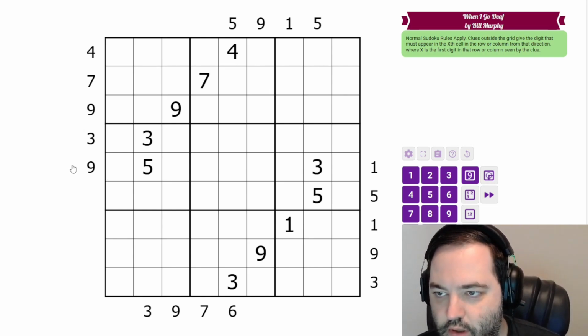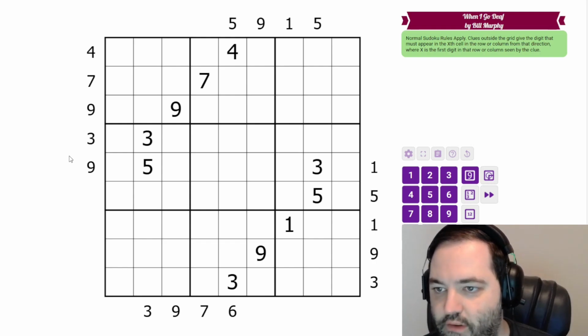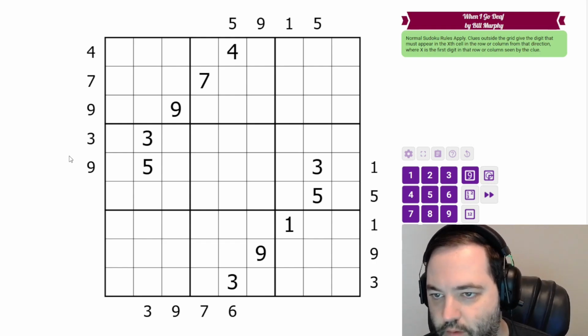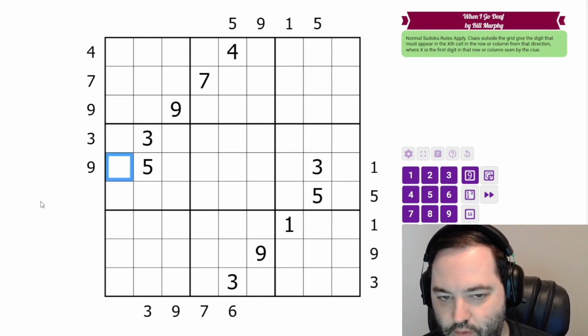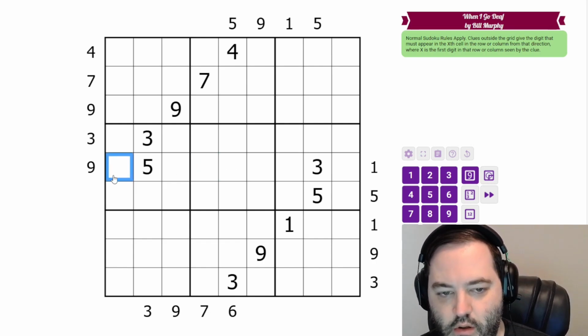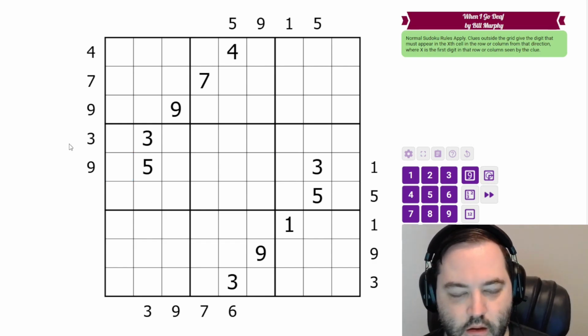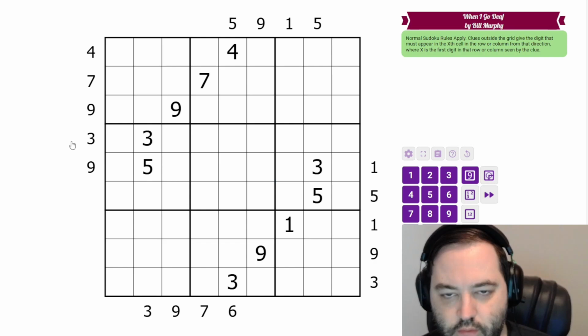A clue outside the grid gives the digit that must appear in the X cell in the row or column from that direction, where X is the first digit. So for example, if this were a 4, this clue is telling us that 9 appears in the 4th cell. If this were a 6, then 9 would have to appear here. And those are the rules.